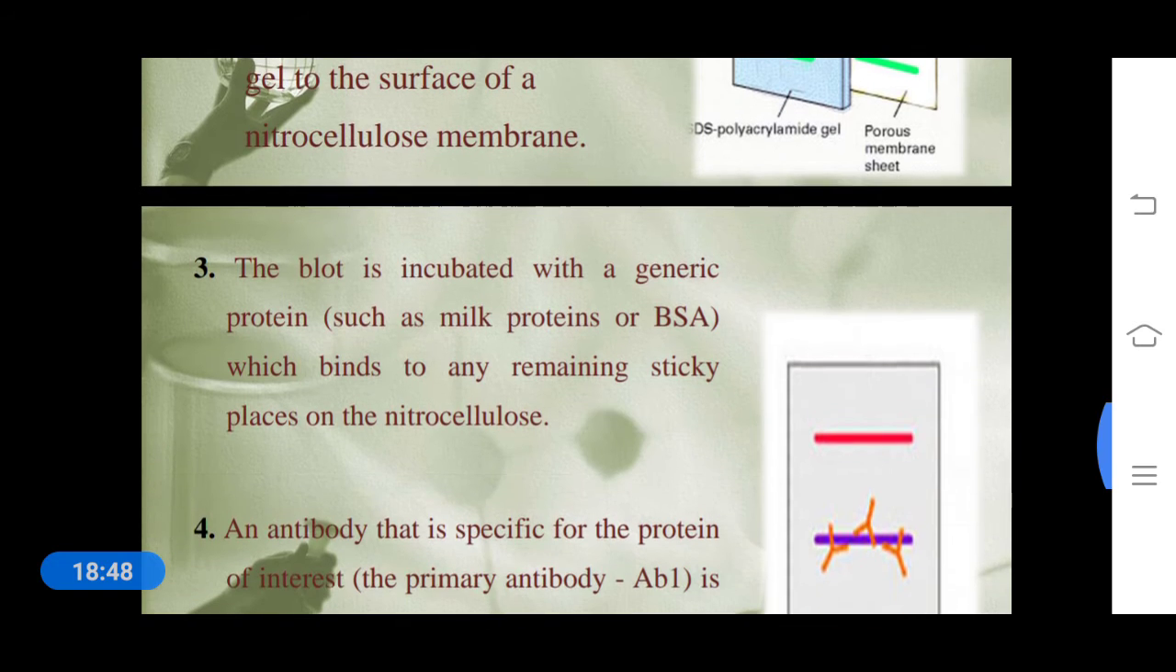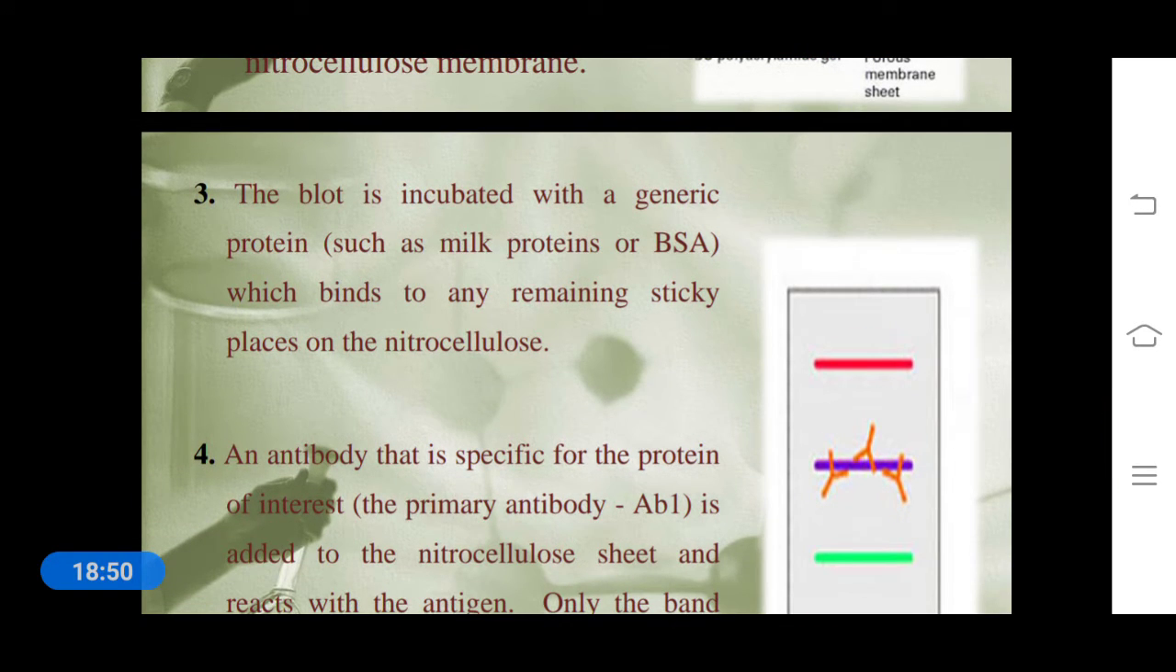The blot is incubated with a generic protein like bovine serum albumin. That means this blot is incubated with milk proteins or with bovine serum albumin, which binds to any remaining sticky places on the nitrocellulose, to avoid cross-linking. The other area of the nitrocellulose paper is treated with these generic proteins like bovine serum albumin or milk proteins.